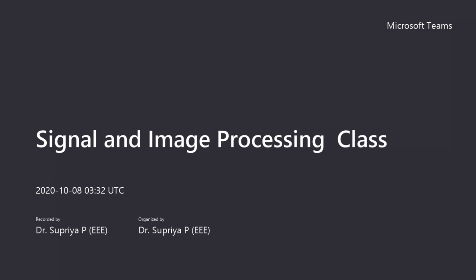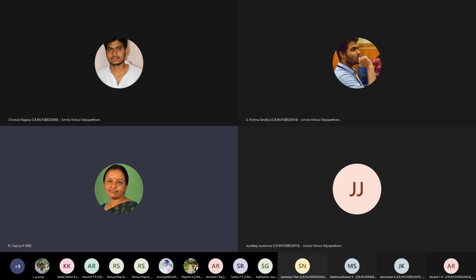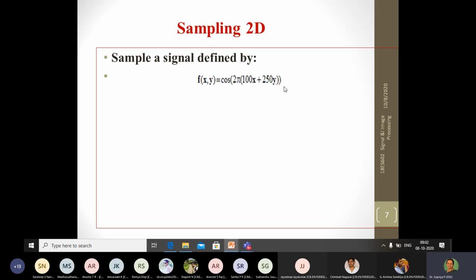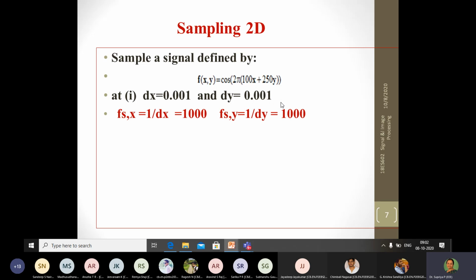is equal to cos 2 pi (100x plus 250y). What are going to be the criteria for sampling such an image? The first criteria given for this is dx is given as 0.001 and dy is given as 0.001. So first, what we are interested in finding out, as from the previous problem, is the sampling frequency, which is given by 1 by dx.